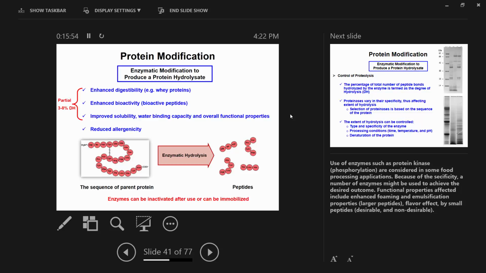You'll notice here that I said partial hydrolysis, meaning a degree of hydrolysis of 3 to 8%. That means breakage of the peptide bonds. Let's say you have 100 peptide bonds, 3 to 8% of them are broken. That's what DH is: the percent of peptide bonds broken. So limited hydrolysis gives you these results. If you go in excess over that, you'll have flavor challenges. You start having bitterness or sourness from excess hydrolysis.